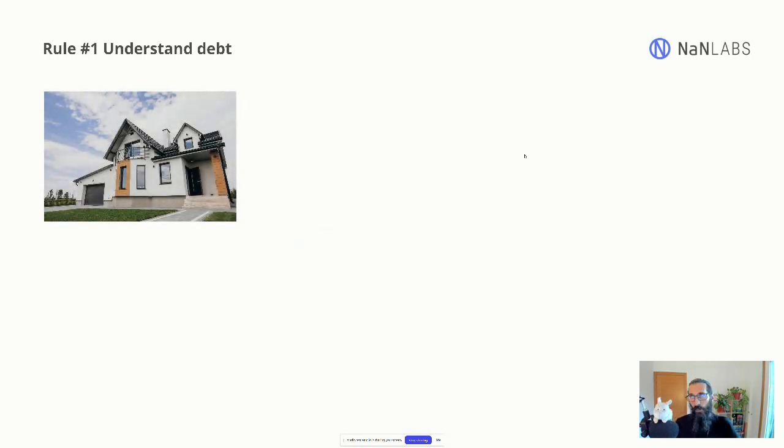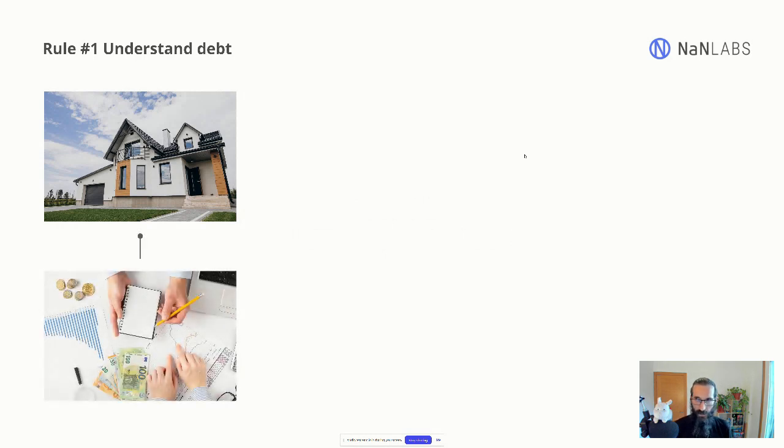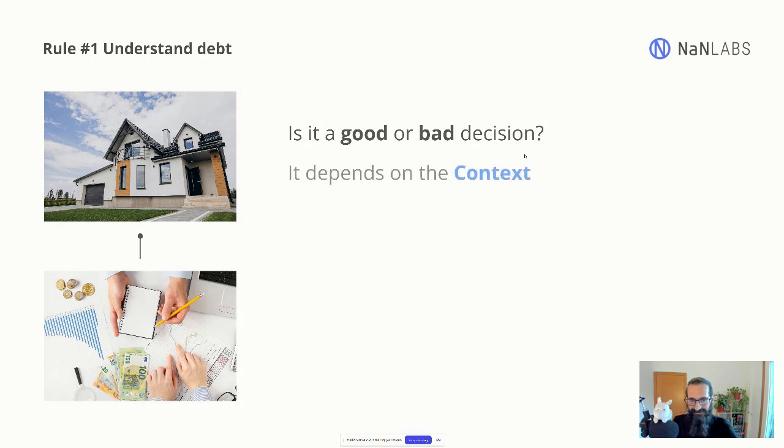Let's imagine that I want to buy a house, cut and dry, and I want to ask for a loan to buy the house. Is it a good or a bad decision? If you answer immediately, in your head or just mumbling, yes, no, or something along those lines, well, you might be akin to what I'm going to say based on my presentation. It depends on the context.